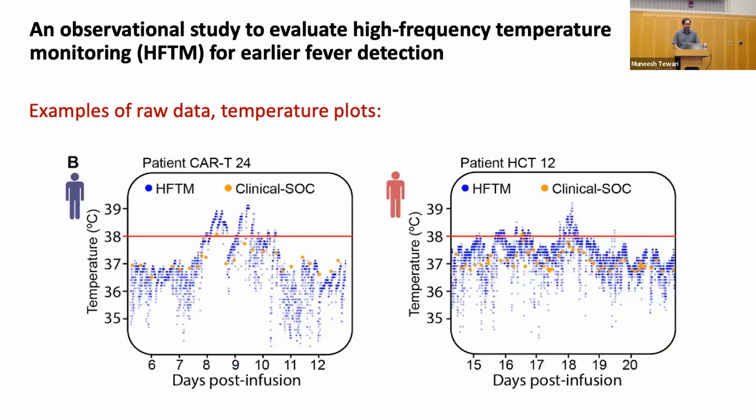And here are some examples of raw data plots. This is a CAR T patient. This is an HCT, meaning hematopoietic cell transplant or stem cell transplant, patient. You can see here 38 is in red, which is the clinical fever threshold, and you can see all the data points. You can see there's noise, and data that's really low here. It turns out that most of that is because sometimes the patch will slip down, and if you don't reposition it, it's supposed to go under the armpit. That will happen. Other times, which I don't show here, there's just missing data. So that's just stuff we have to deal with.